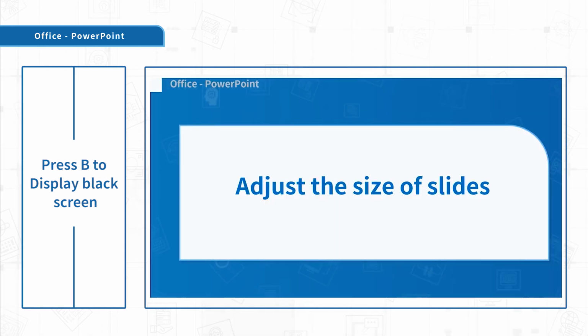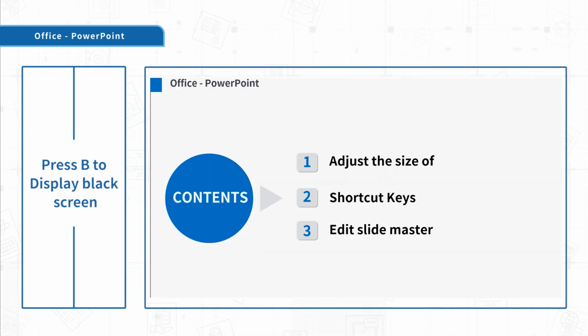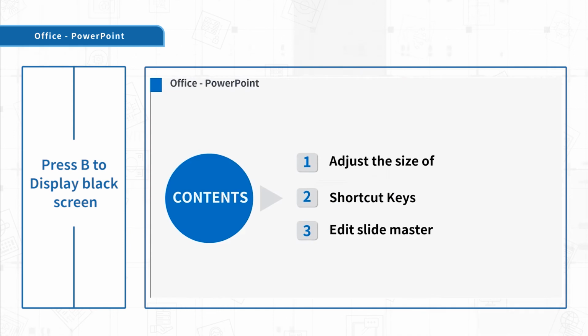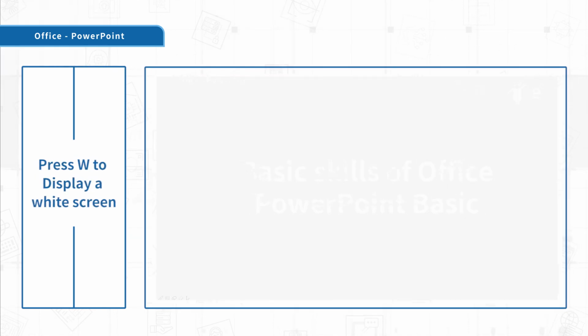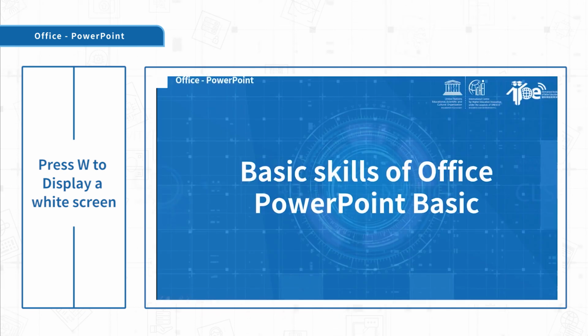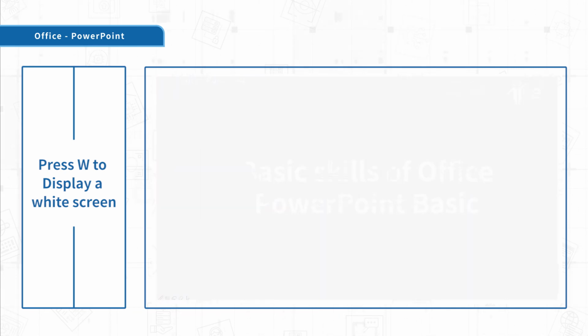When displaying the slide show, press B, display black screen. Press Ctrl to cancel. Press W to display a white screen. Then press Ctrl to cancel.